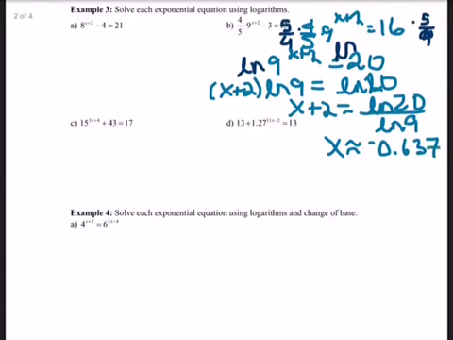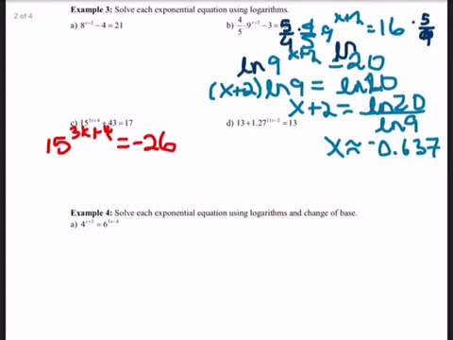So one more. If I do C, okay, I'm going to change colors here. Let's do red. I'm going to isolate the 15 to the 3x plus 4 power by subtracting 43. So if I do 17 minus 43, I get 15 to the 3x plus 4 power is equal to negative 26. But wait a second.